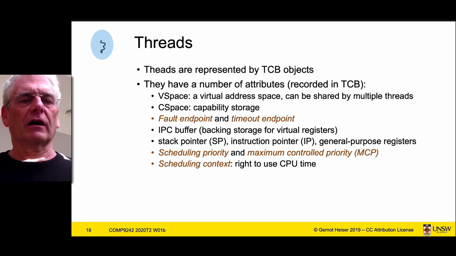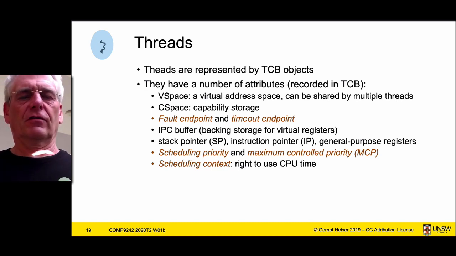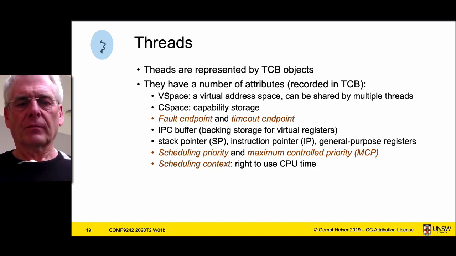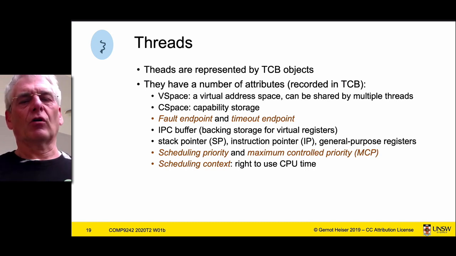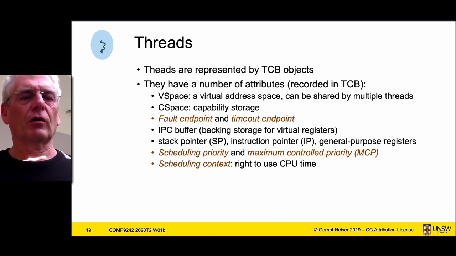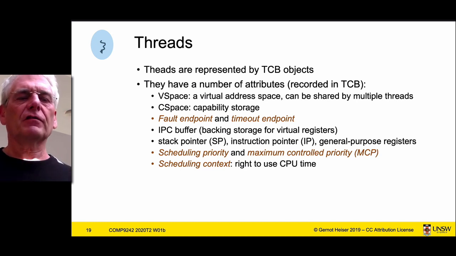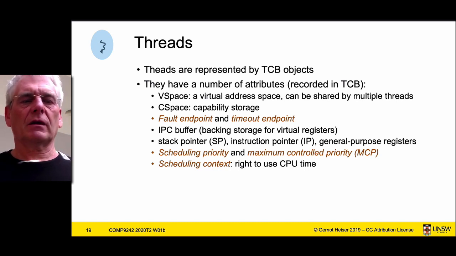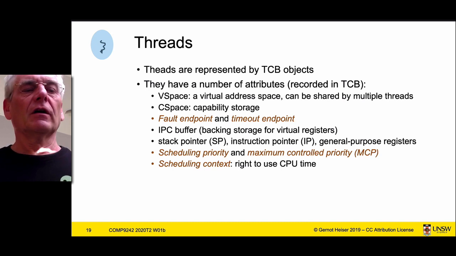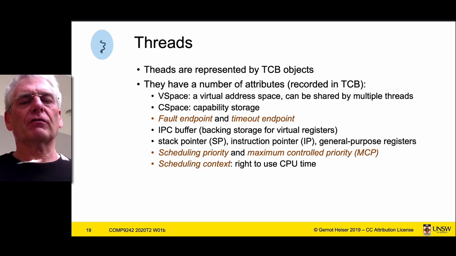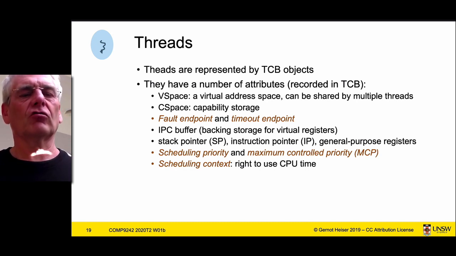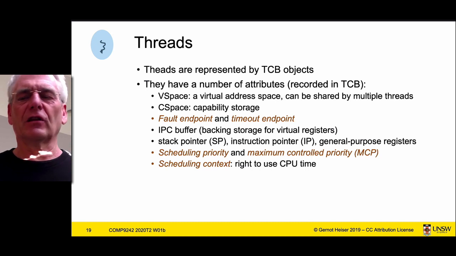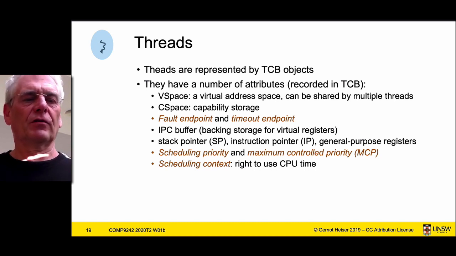Some of them we have seen, like the vSpace, that's a virtual address space. As I said, this is the page tables. They can obviously be shared between threads, so you have multi-threaded processes. Then we have the C-space, which represents the protection domain, the set of capabilities a process can use. Again, multiple threads can share a C-space, even threads from different address spaces can share a C-space, in which case these two address spaces have the same protection domain. There's no particular reason why you would want to do that, but it's possible.